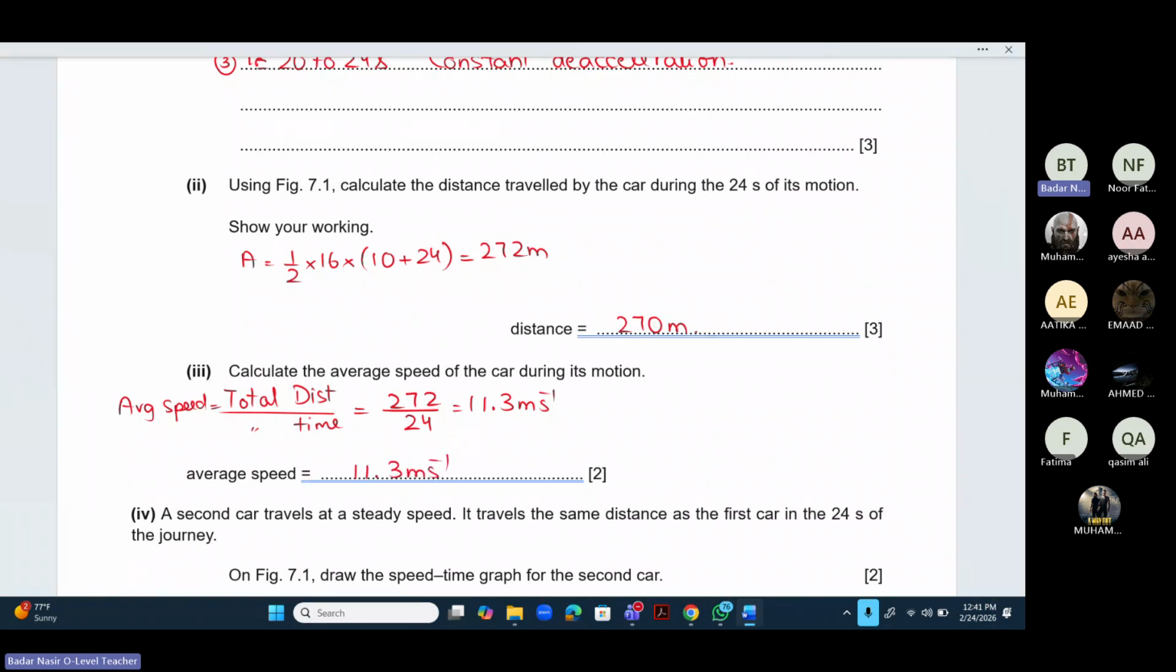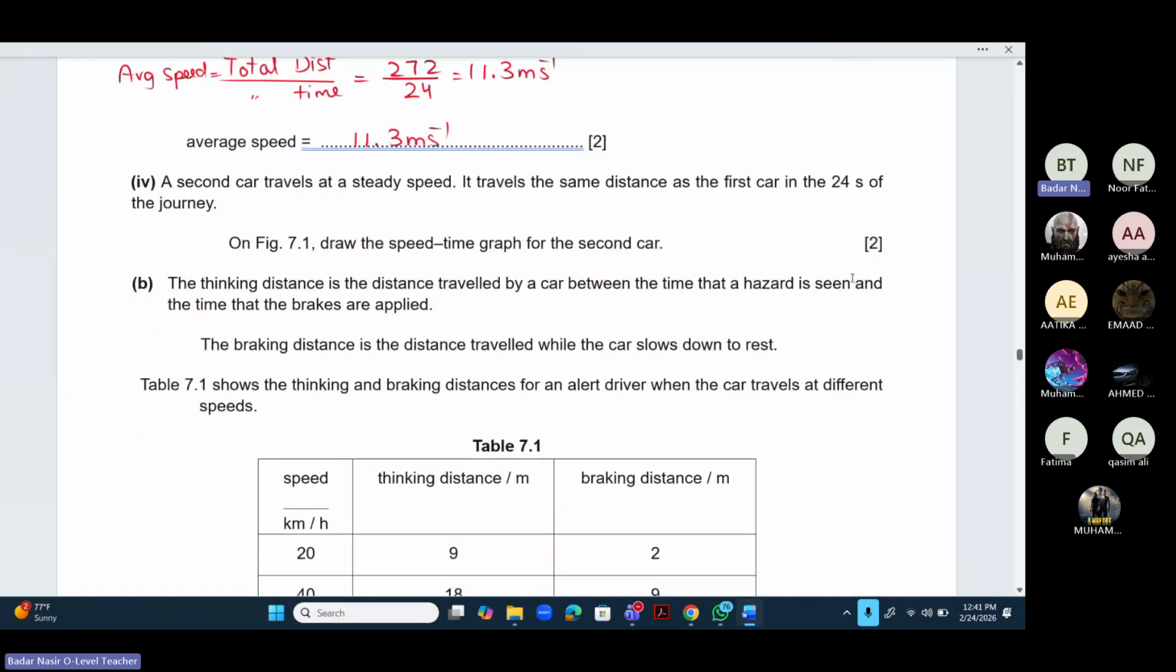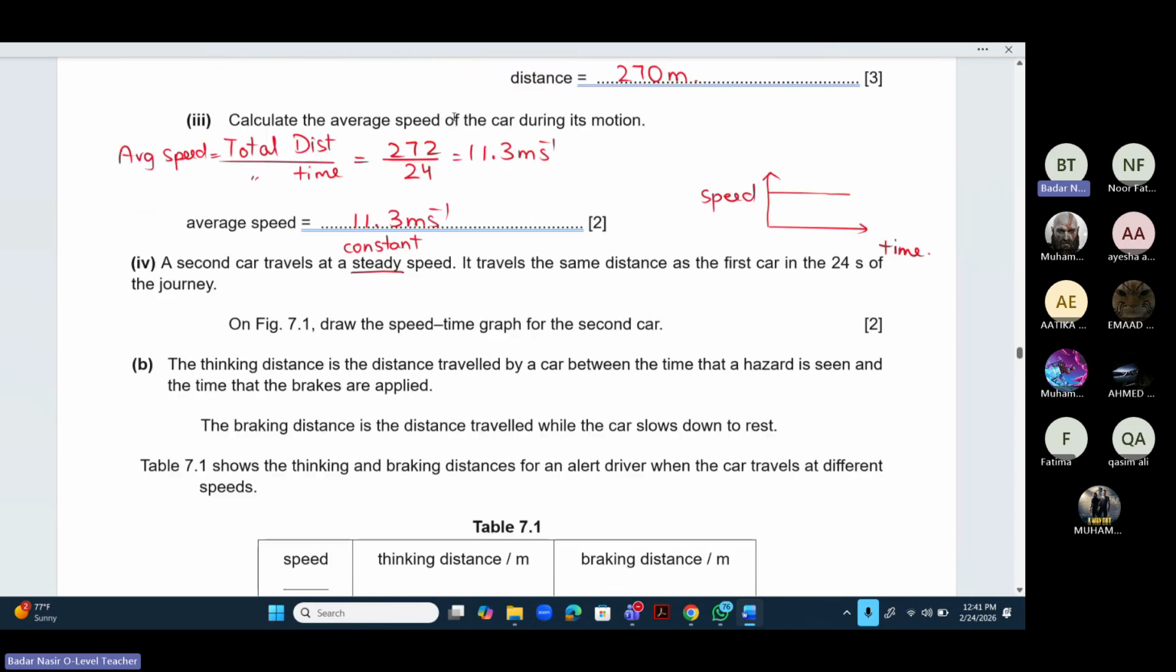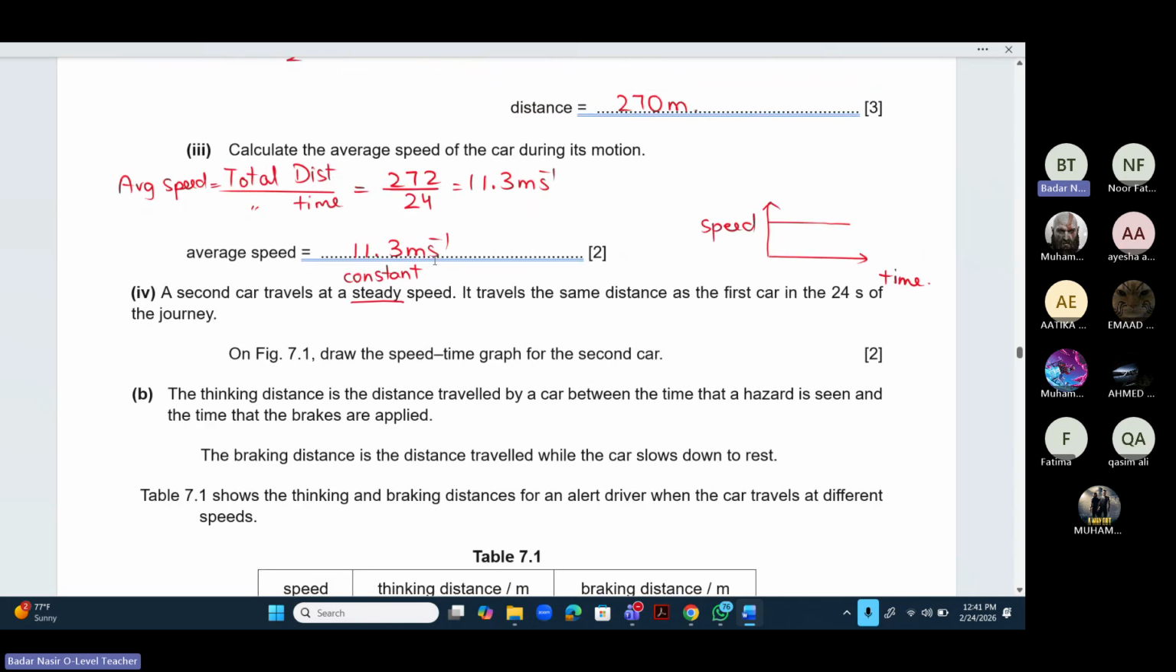A second car travels at a steady speed. It travels the same distance as the first car in 24 seconds of the journey on figure 7.1. What does steady speed mean? It means constant speed. Constant speed means its speed-time graph will be this throughout. Now it has said it covers the same distance as 272 in a time of 24. So if I use the distance over time formula, its steady speed is the same as its average speed, which is 11.3.